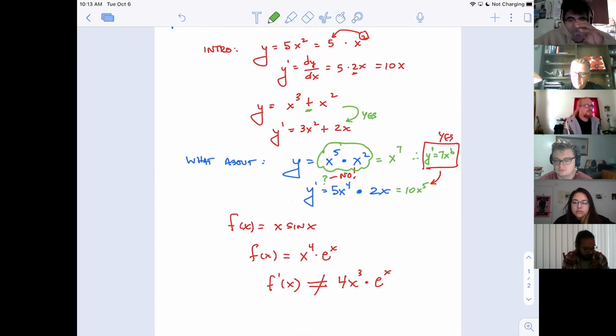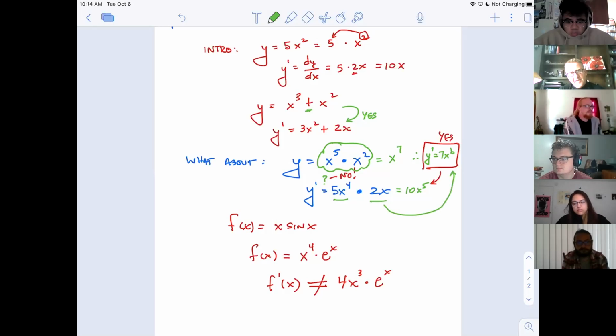I do know the derivative of x to the fifth is 5x to the fourth, and I do know the derivative of x squared is 2x. But how would I somehow mix those together in such a way as to actually get the correct answer, which apparently is 7x to the sixth?